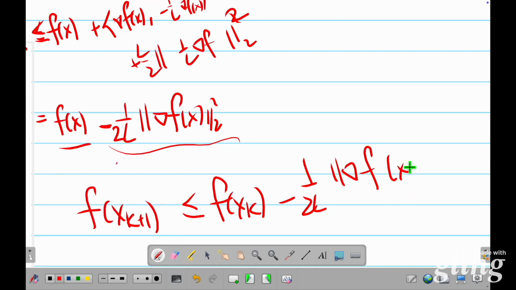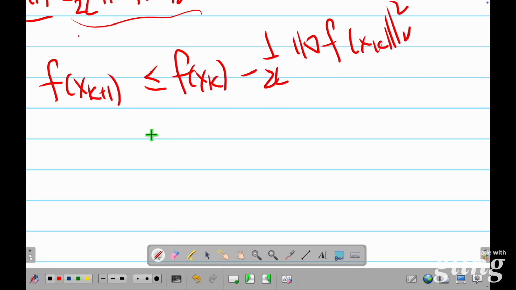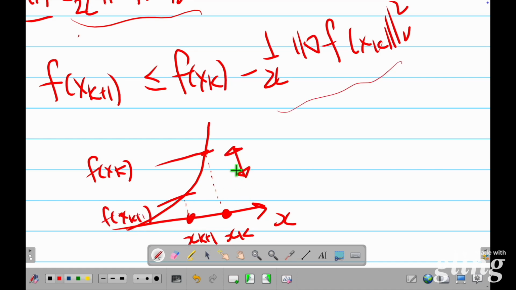This equation is very important. This is called sufficient descent. This actually is one of the key things to prove something called PL convergence. So what does it mean? It means I have a function that looks like this. This is my f(xk). Okay. Suppose I move to this point. This is my xk plus 1. This is my f(xk+1). And this gap is decided by how big is my gradient at the current moment.